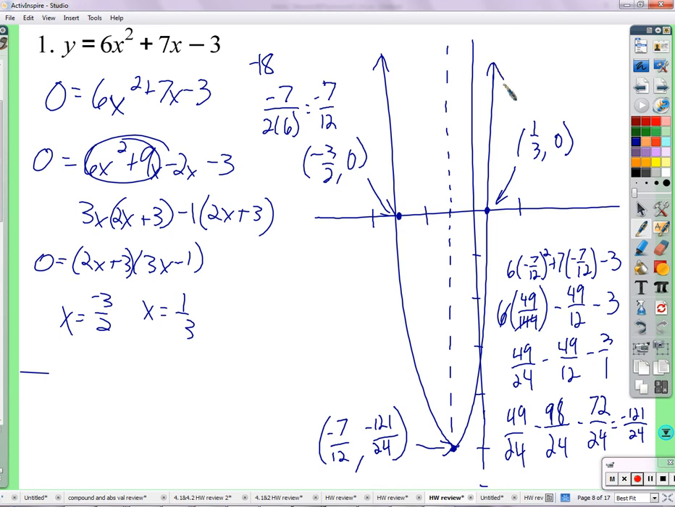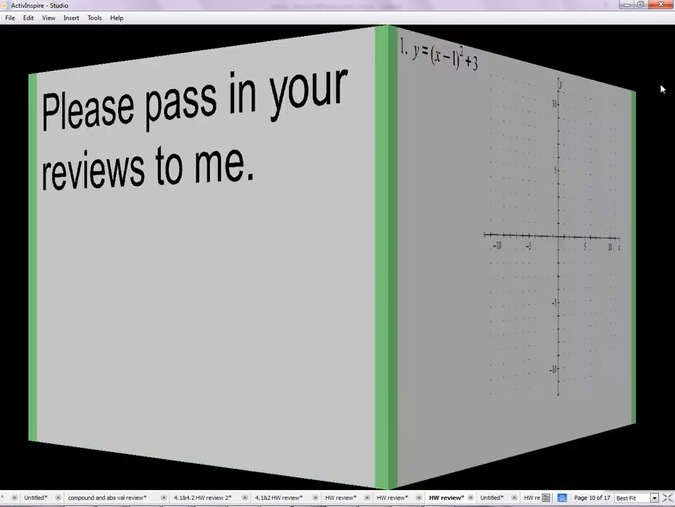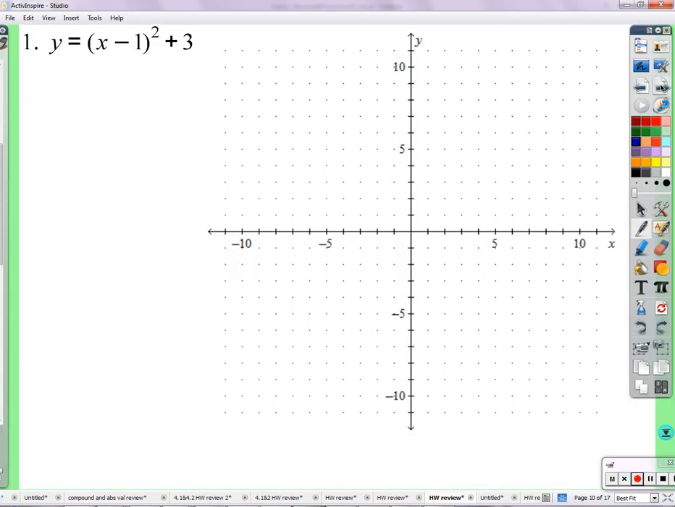Any questions? There's fractions and stuff, but sometimes in life there are fractions. In fact, all the time, every day. All right, I got those. Okay, we have our notes out, of course.